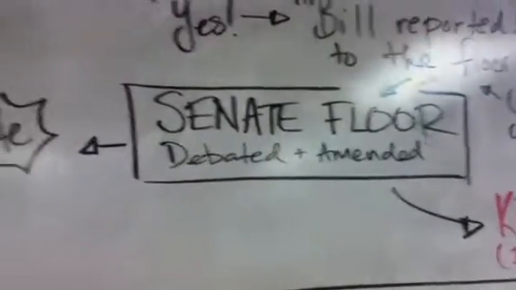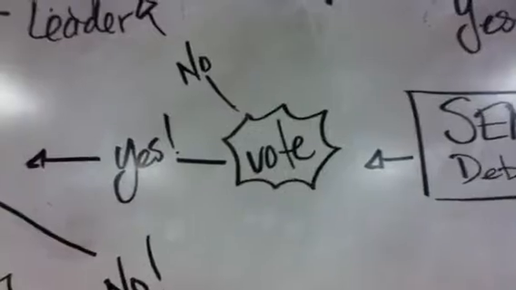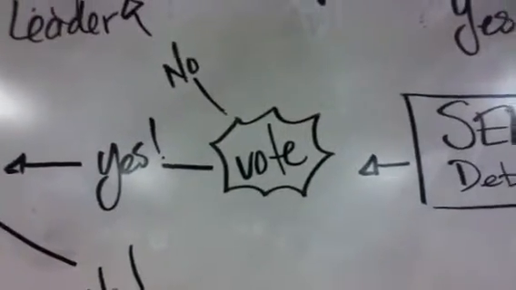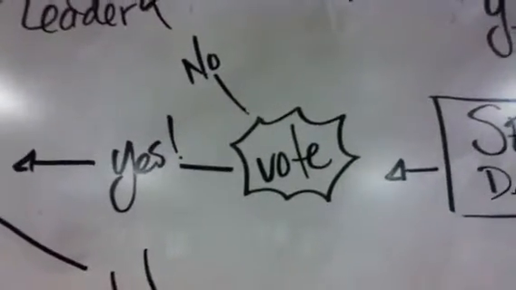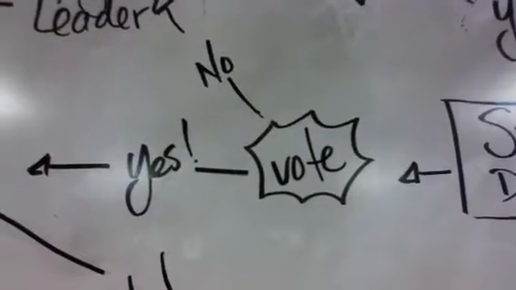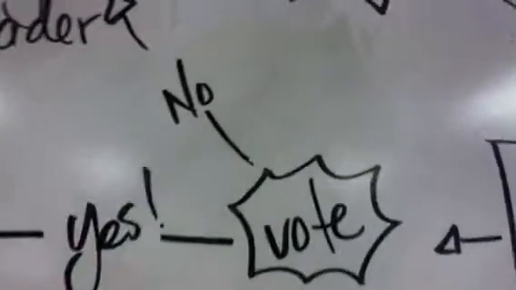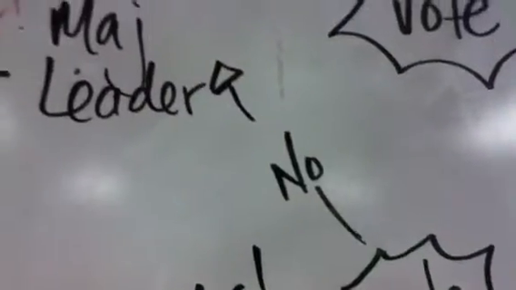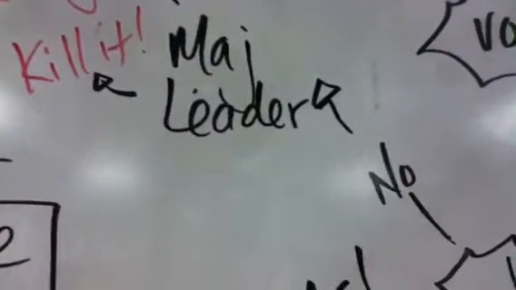Then the Senate floor will put it to a vote, right? So you have your vote. Now, two things can happen here in the vote. Obviously, you can get a no vote or you can get a yes vote. So let's take the no first. So the no vote will go back to the majority leader, right?